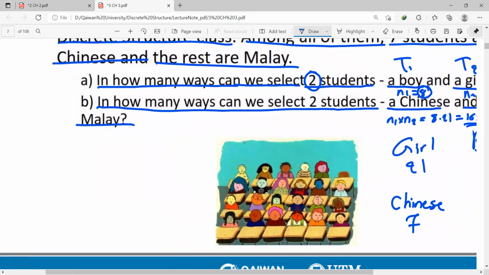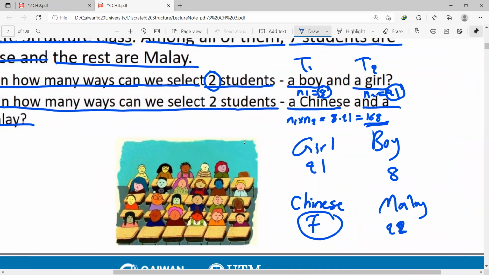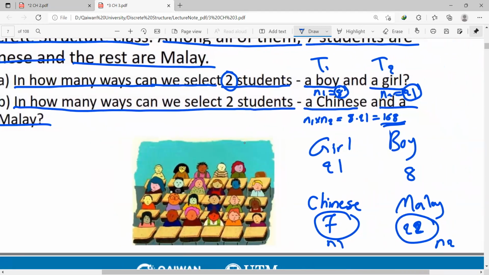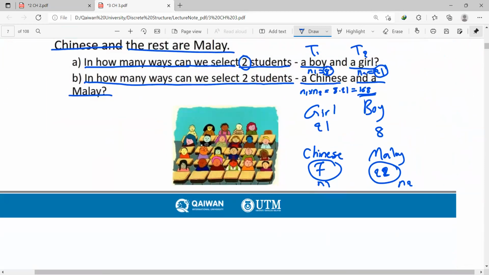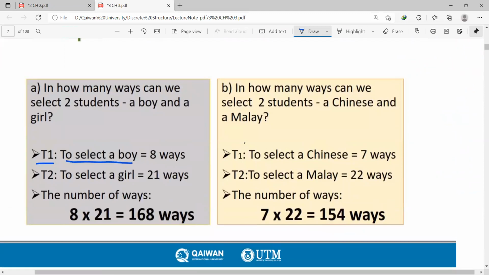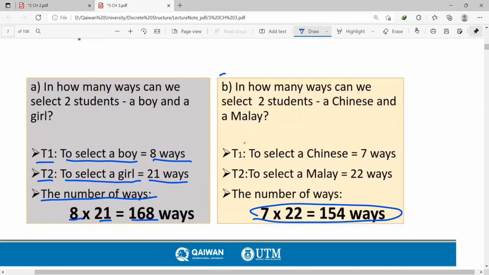For the second question, how many Chinese do we have? 7. This is n1. How many Malay do we have? 22, which is n2. We multiply these two, and 7 times 22 is 154. As it's solved here, T1, to select a boy, was 8 ways. T2, to select a girl, was 21 ways. The number of ways, multiplying these two, is 168. And for this one, 7 times 22 is 154 ways. You should write it down like this in the exams: write down T1 and T2. Here you have 2 successive tasks, each one after the other.